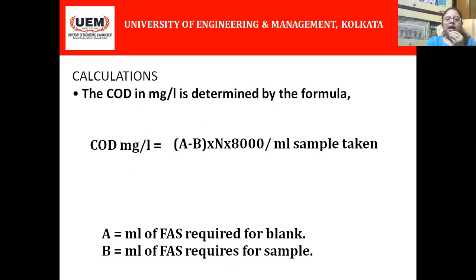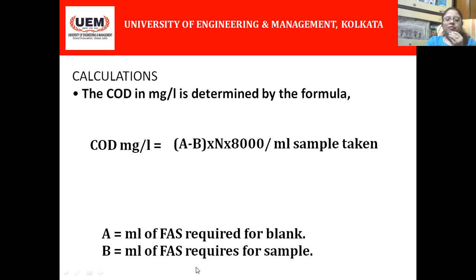Now this is the calculation part. We express COD in mg per liter or ppm. It is nothing but (A minus B) into N into 8000 per ml of sample taken. Here A is equal to the ml of ferrous ammonium sulfate required for the blank, because the total amount of potassium dichromate is present there, so the amount of ferrous ammonium sulfate will be more.